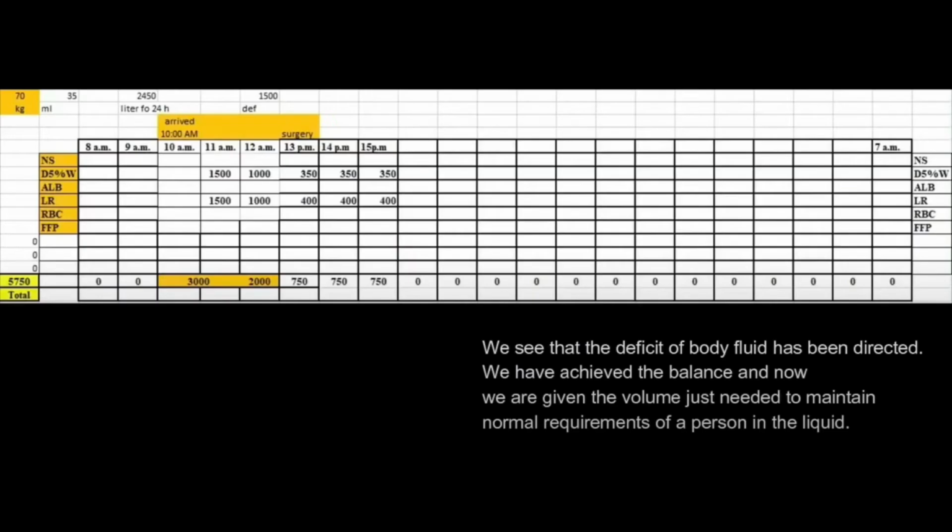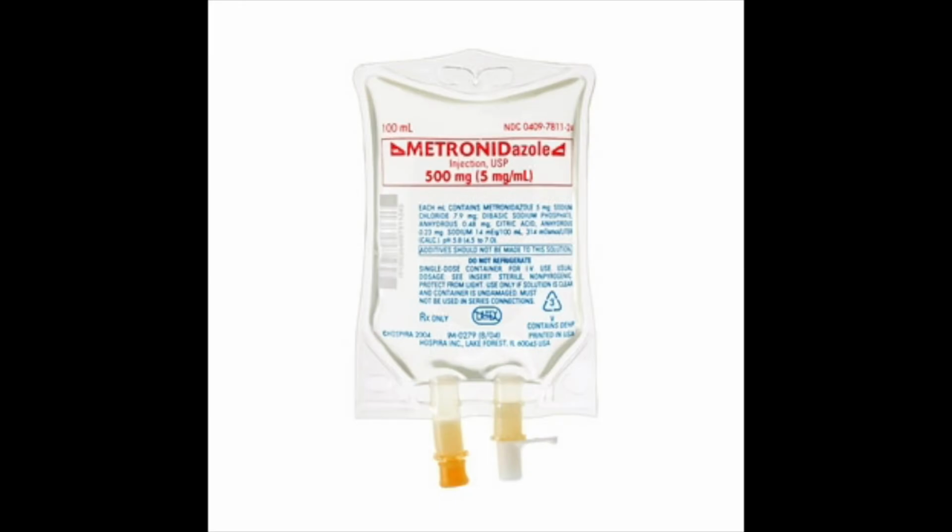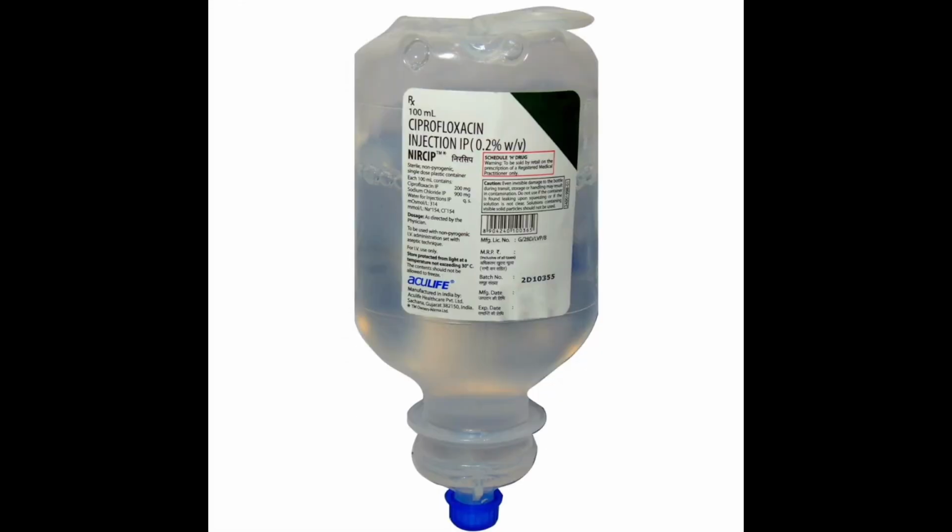The patient was given infusion therapy of 3000 milliliters between 1 till 3 p.m. to stabilize the condition. And the antibiotics given are metronidazole and also ciprofloxacin. And after surgery, the patient is transferred to the ICU.